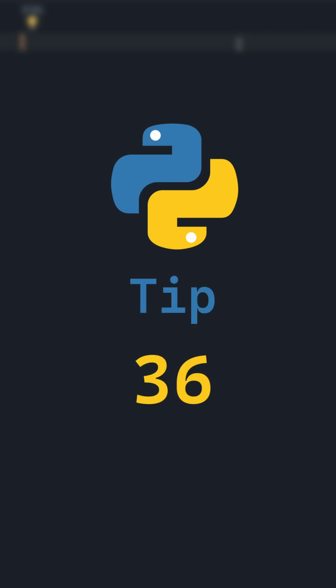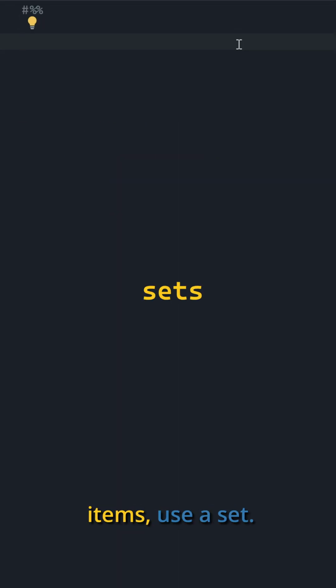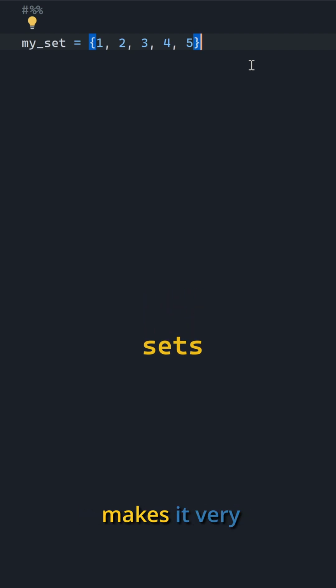Python tip 36. If you need to store a collection of unique items, use a set. Python even has a special treatment for sets, which makes it very efficient. And that includes syntax as well. This is how we define a simple set.